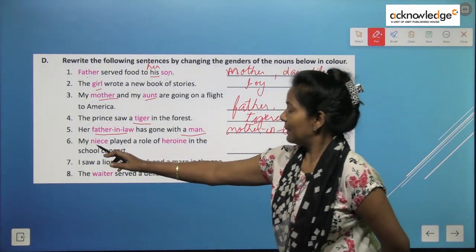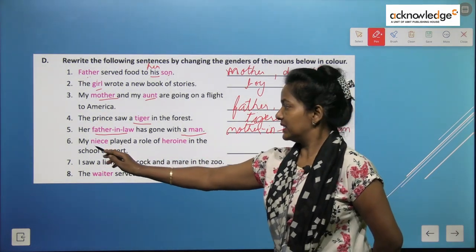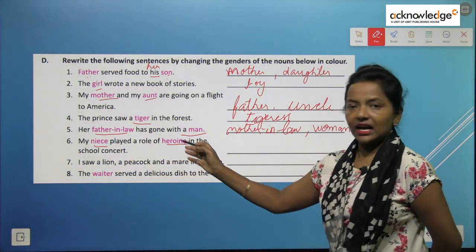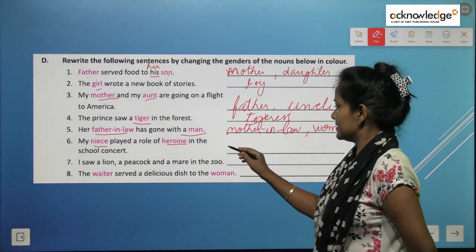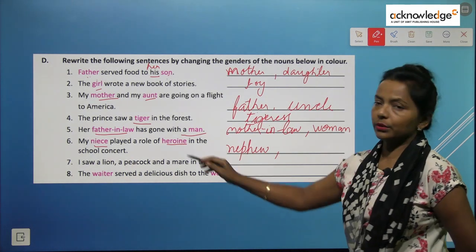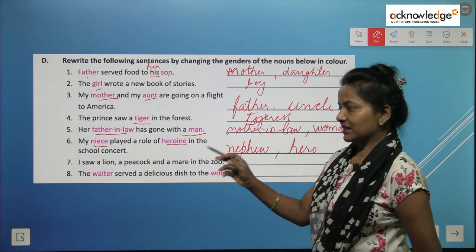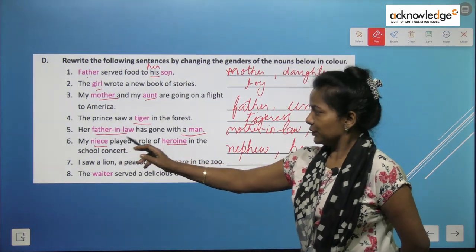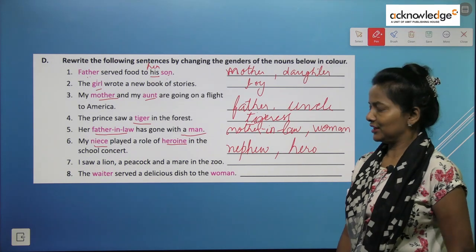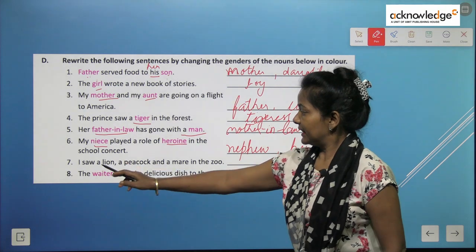Okay? My niece played a role of heroine in the school concert. Here niece and heroine have to be changed. We have to change the gender of niece and heroine. So niece is nephew, N-E-P-H-E-W, nephew, and heroine changes to hero, H-E-R-O, hero. So now speak the sentence again. My nephew played a role of hero in the school concert. Okay children, I hope you are understanding this very nicely.